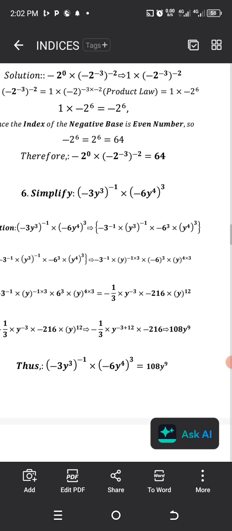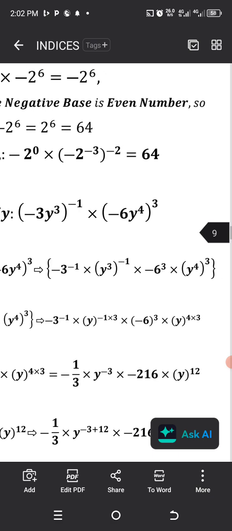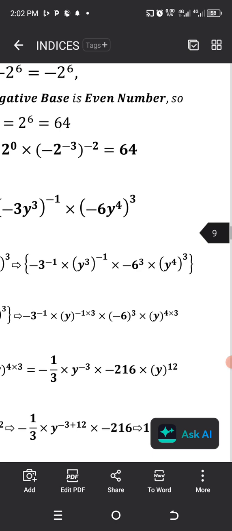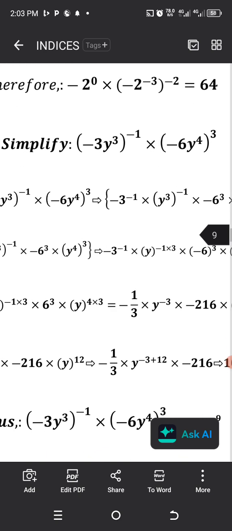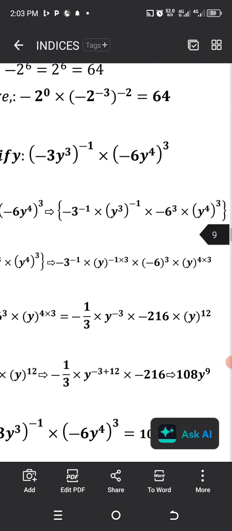that is why you are having in this place, you have minus 3 raised to power minus 1 multiplied by y raised to power 3 all raised to power minus 1, multiplied by minus 6 raised to power 3, still product law. We are using product law, multiplied by y raised to power 4, everything raised to power 3. So after that again, you still do what?